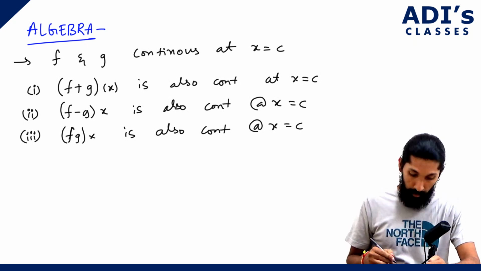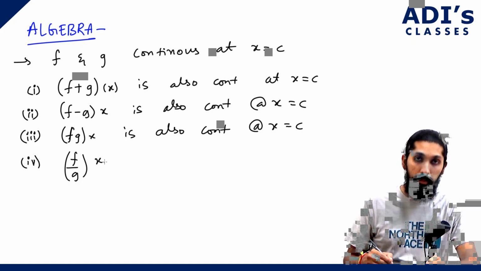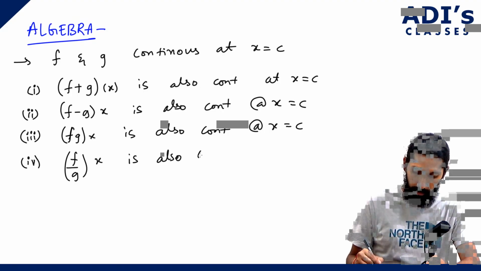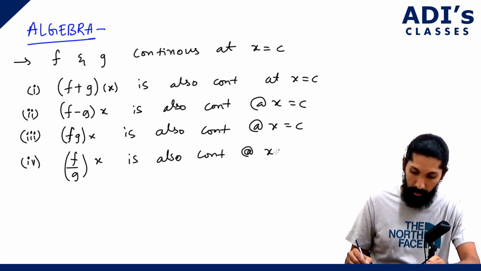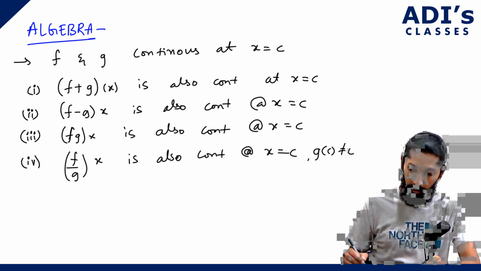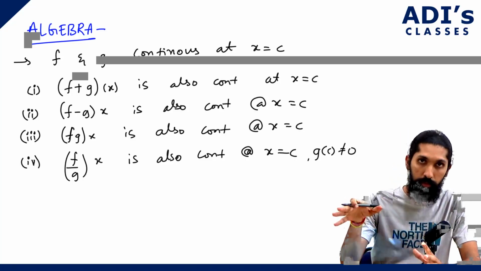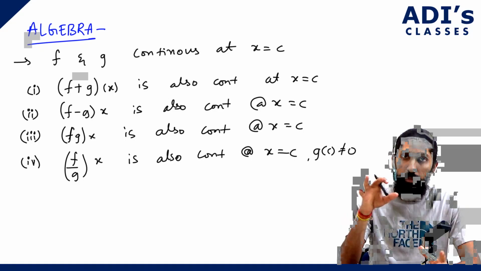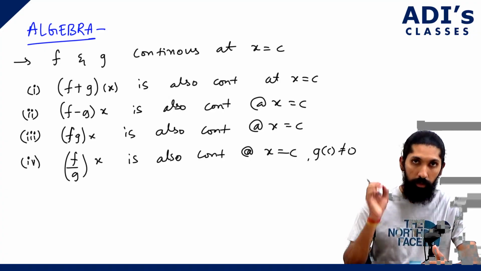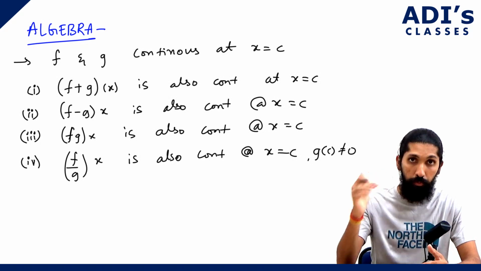Now the last one, suppose you have f divided by g of x. Now this is also continuous at x is equal to c, provided g of c is not equal to 0. That's the only condition. When all these conditions are met, that is g of c is not equal to 0, only in the last case, then we call these the algebra of continuous functions. Now let's prove one or two of them, because the rest follow the same order anyway. So let's prove. All right.